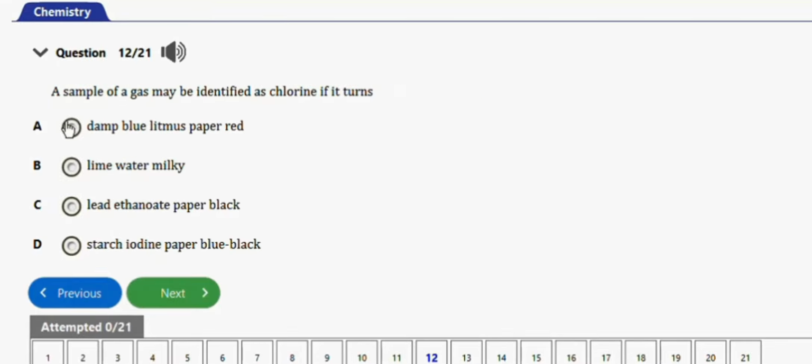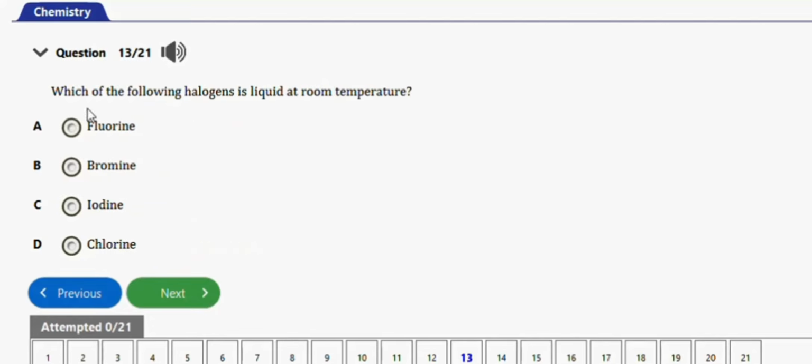It says a sample of a gas may be identified as fluorine if it turns damp blue litmus paper no, lime water milky no, lead ethanoate paper black no, starch iodide paper blue, starch iodide paper blue black. Yes, the right option is option D. Next question is this one. It says which of the following halogens is liquid at room temperature? That's bromine. Alright, take note of this question guys, option B.